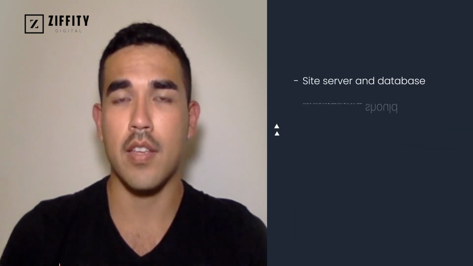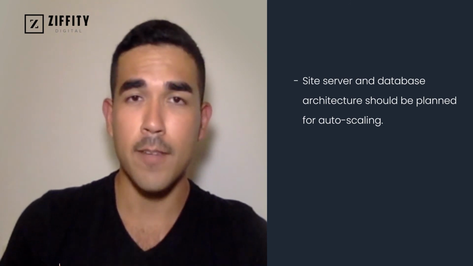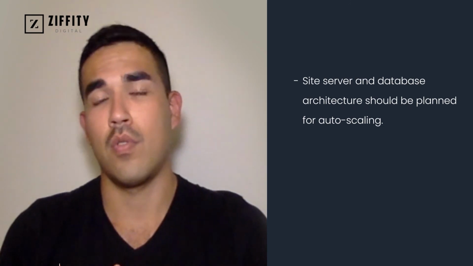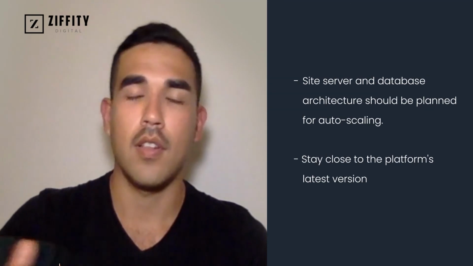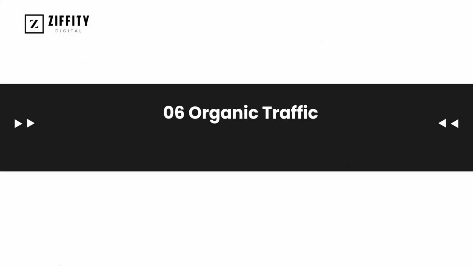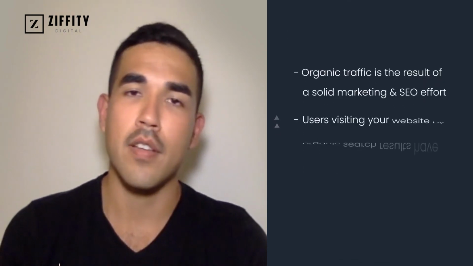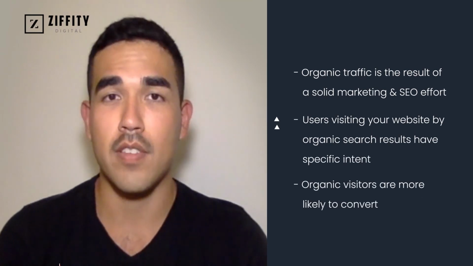When you are designing your server and database architecture, always keep scalability in mind, and also keep in mind that it's important to stay as close as possible with your e-commerce platform's latest version. Lagging behind will inevitably affect performance. Number 6, organic traffic. Organic traffic is the direct result of a solid SEO and marketing strategy. People that reach your website from a search engine's organic search results page are clearly shopping with intent.